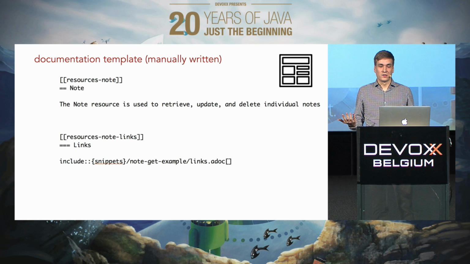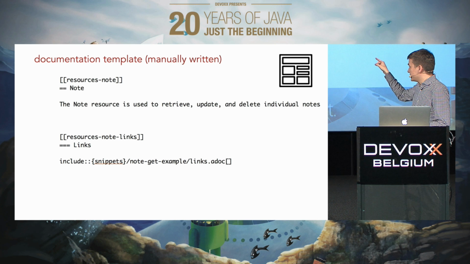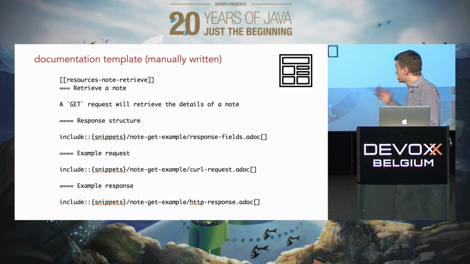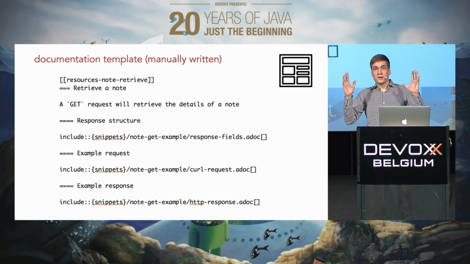This could change often as well. So that's what we actually inject. We include them with those snippets. Okay, so that's always going to be up to date. Same goes for the other ones. So you can have the response fields, curl request, HTTP response. All these snippets are getting injected. So once we've got this template, we inject these snippets inside.